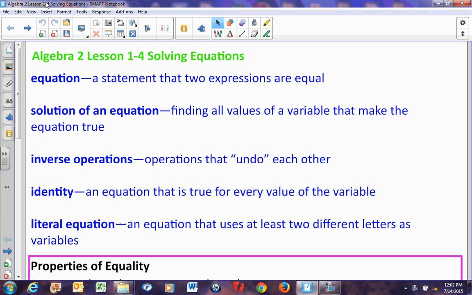An identity is an equation that is true for every value of the variable. And a literal equation is an equation that uses at least two different letters as variables. And normally we consider these to be like formulas, because there's normally more than one variable.